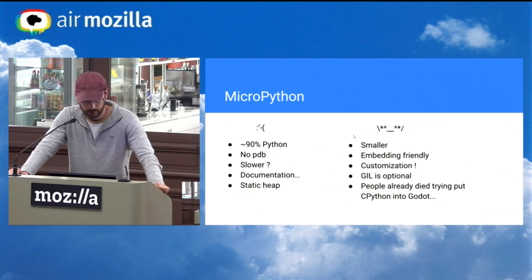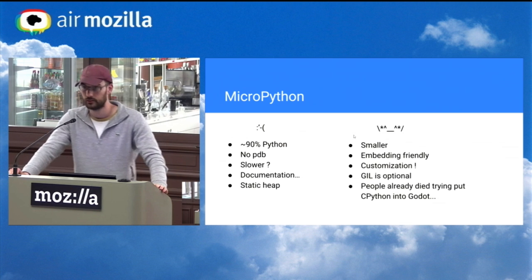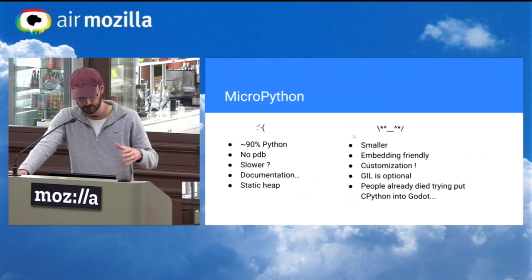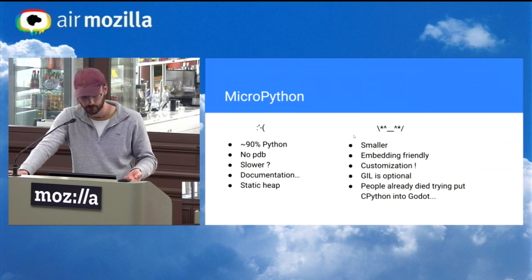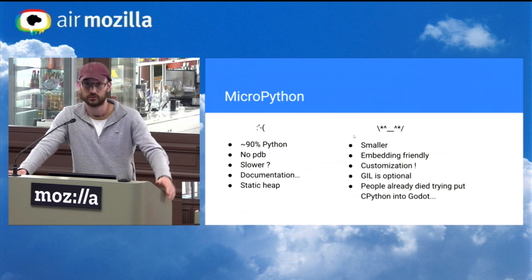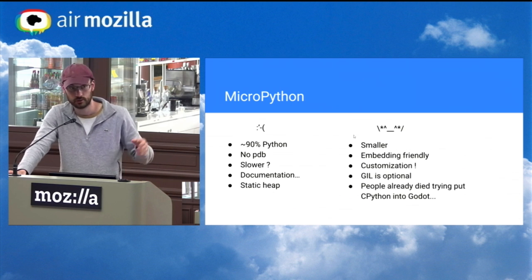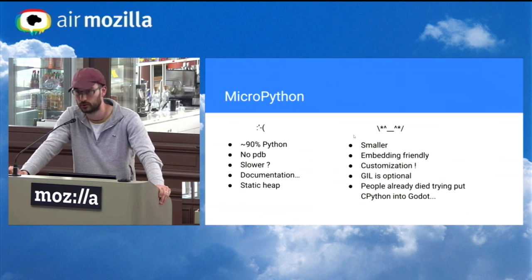The idea to use MicroPython was that this way it was really easy to embed it into Godot. It didn't have a lot of requirements. It was just smaller. Another idea was there was no GIL, which is a global interpreter lock, which means that with MicroPython you should be able to run multiple threads at the same time, which is really interesting from a gaming point of view because it means that you can go faster.